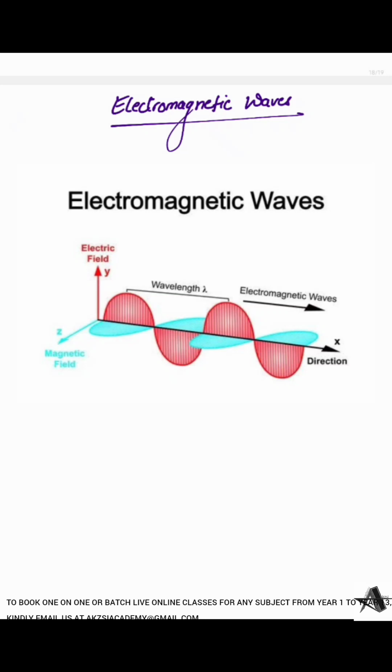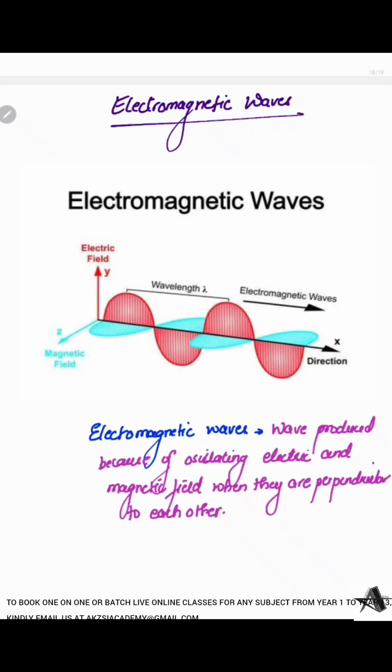So let me write down the definition, and specifically the definition that you have to write in the exam is: the wave produced because of the oscillating electric and magnetic fields when they are perpendicular to each other. Well, electromagnetic waves are of 7 different types, and when these waves are arranged according to their wavelength or frequency, together they are called the electromagnetic spectrum.